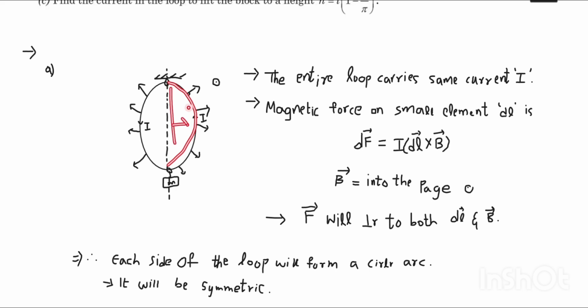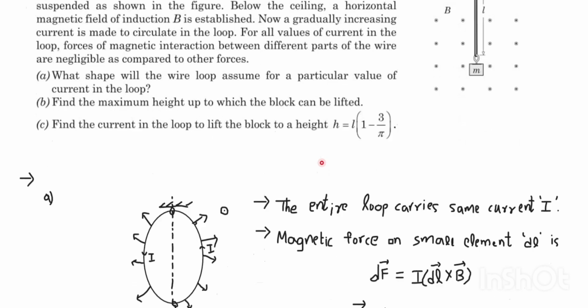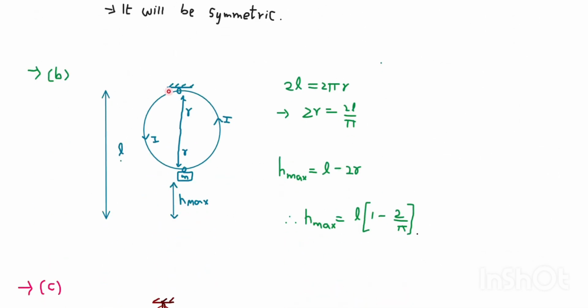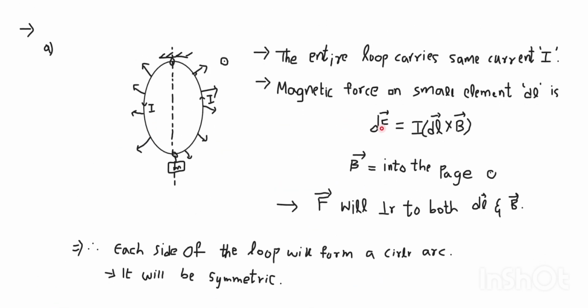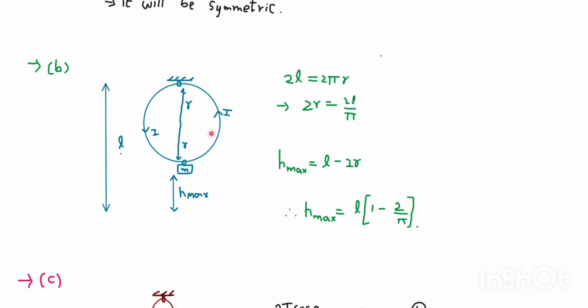Coming to the next part of the question, we have to find the maximum height up to which the block can be lifted. When the loop becomes a perfect circle, the block will be at maximum height. So we have to analyze the situation here. The force will be dF equals I times dl cross B. When the current becomes infinity, the force will be maximum, so the block will be at maximum height.